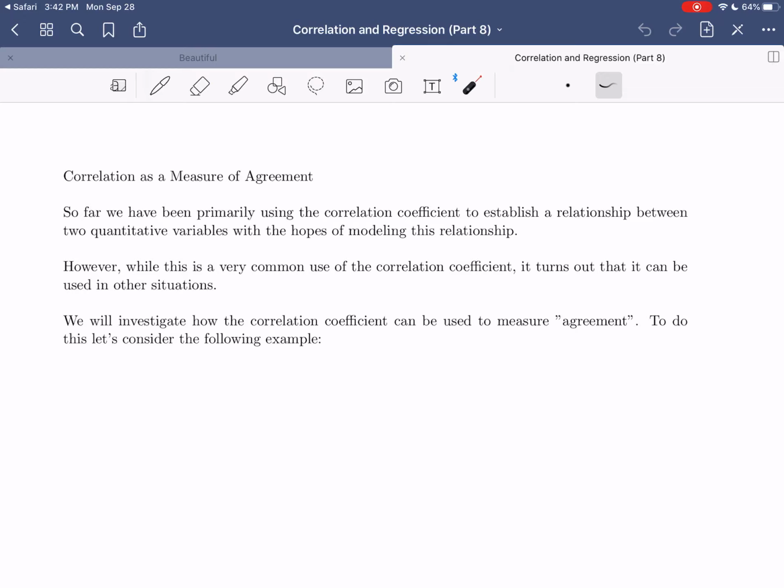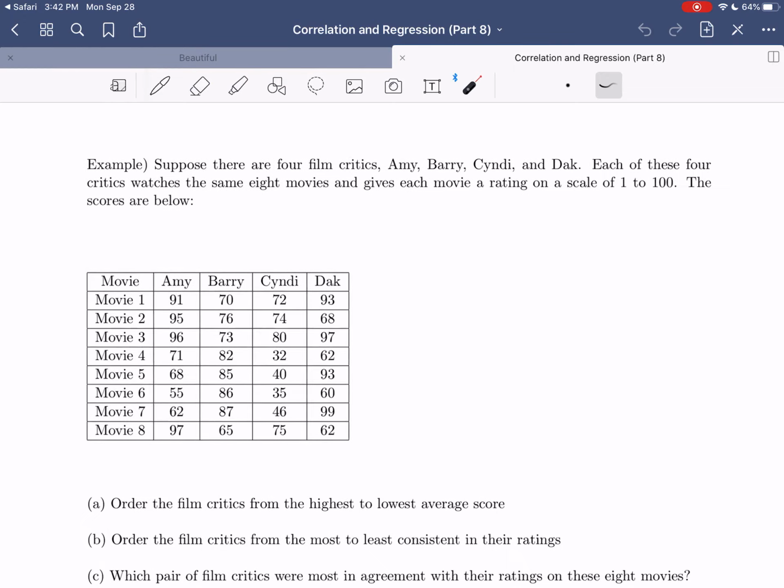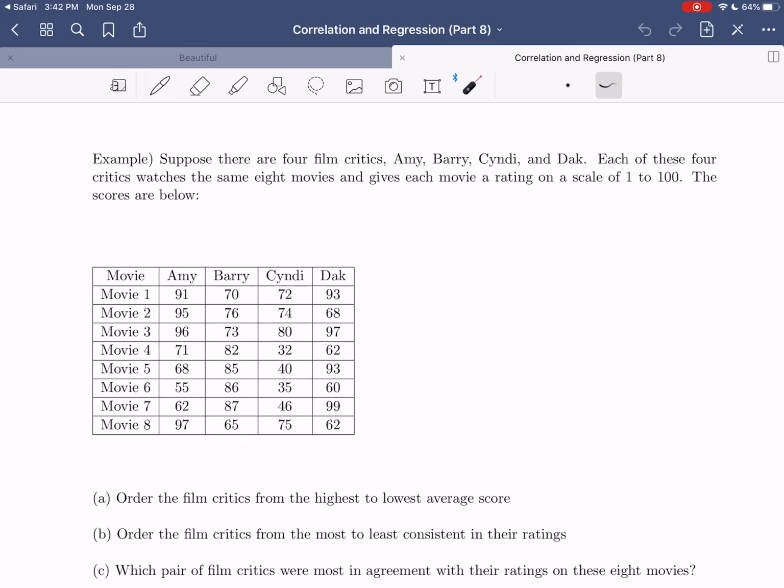So to do this, let's go ahead and take a look at an example. For this example, we're going to suppose that there are 4 film critics. So we have Amy, Barry, Cindy, and Dak. Each of these 4 critics watch the same 8 movies and give each movie a rating on the scale of 1 to 100. And the scores are below. So we've got our movies here, movie 1, 2, 3, 4, 5, 6, 7, and 8. And then here's the scores that Amy gave to each of those movies. Here's the scores that Barry gave to each of those movies, so on and so forth.